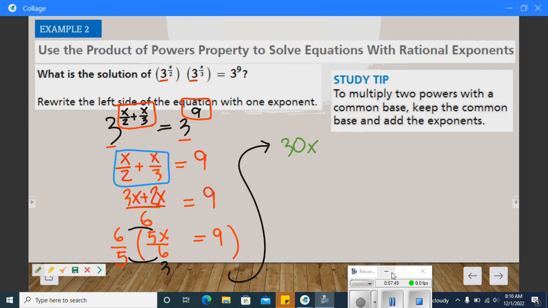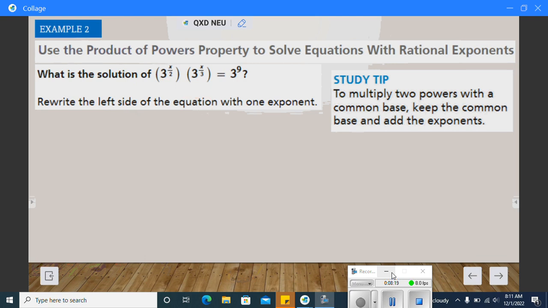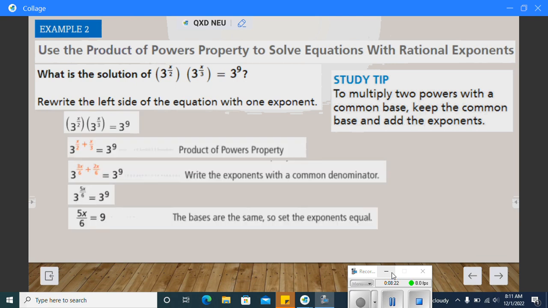over 30, and 9 times 6 over 5, that is what? So that becomes 54 over 5. So we have the value of our x now, which is 54 over 5. So our solution is 54 over 5. So here it is, the explanation. We have 54 over 5.